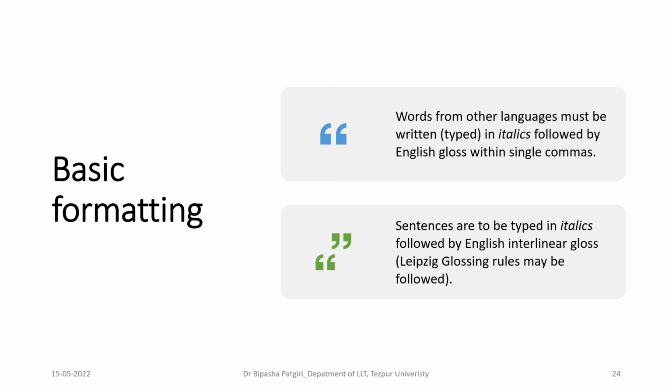Sentences also need to be typed in italics, followed by the English interlinear glossing. If you follow the Leipzig glossing rules, you should be able to see. So moi bhat khalu, this line should be written in italics, and at the bottom, just next to that, you write the English glossing. The glossing should not be in italics, but the moi bhat khalu part, the sentence in Assamese, should be in italics.